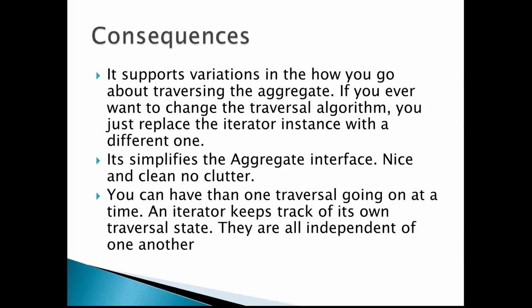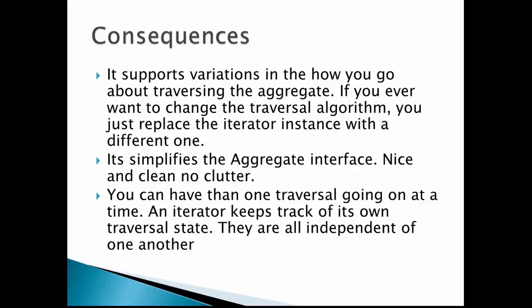So the consequences are it supports variations in how you go about traversing the aggregate. If you ever want to change the traversal algorithm, you just have to replace the iterator instance with a different one. It's that simple. It simplifies the aggregate interface. Everything is nice and clean and there's no clutter, since the statements themselves are pretty simple to implement.